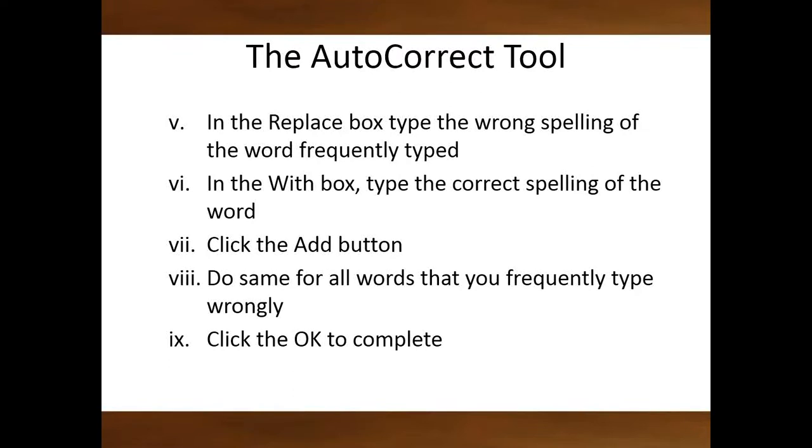We just learned how to use the autocorrect tool or function. As a brief recap, the autocorrect tool is used to change a wrong spelling of a word to the correct spelling of that word automatically by the computer. Let us go to our next point.